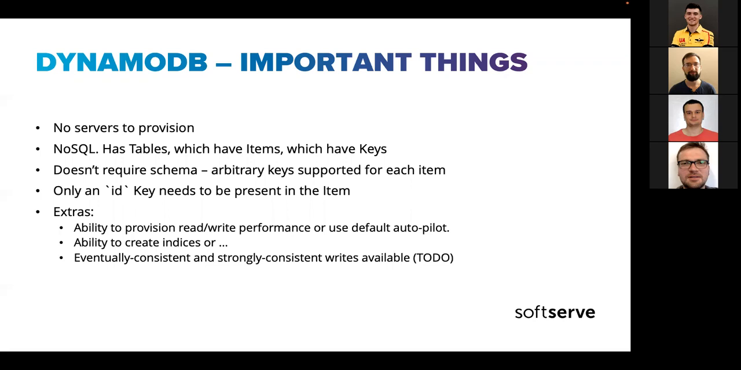You also have the possibility to choose between eventual consistency and strong consistency when writing to the database. So eventual consistency means that when you write an item, it will be visible in the database at some point later. And strong consistency means that when you write the item, it is guaranteed to be readily visible in the table by the other clients.